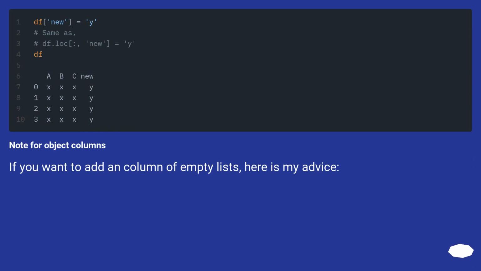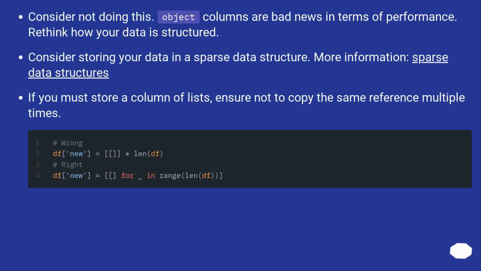Note for object columns. If you want to add a column of empty lists, here is my advice. Consider not doing this. Object columns are bad news in terms of performance. Rethink how your data is structured, consider storing your data in a sparse data structure. More information: sparse data structures. If you must store a column of lists, ensure not to copy the same reference multiple times.